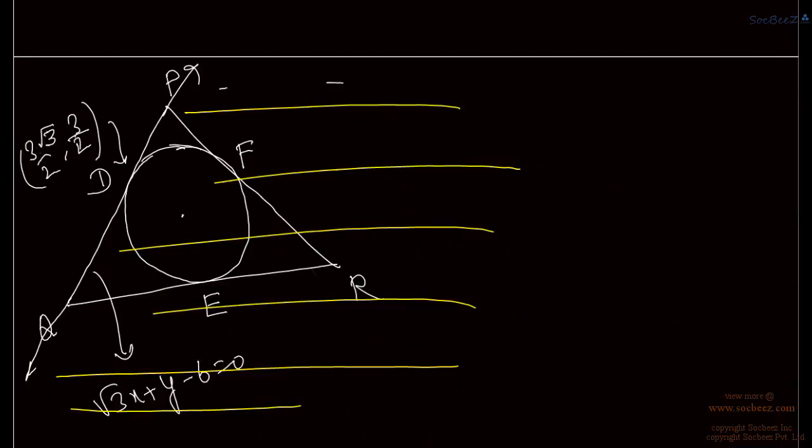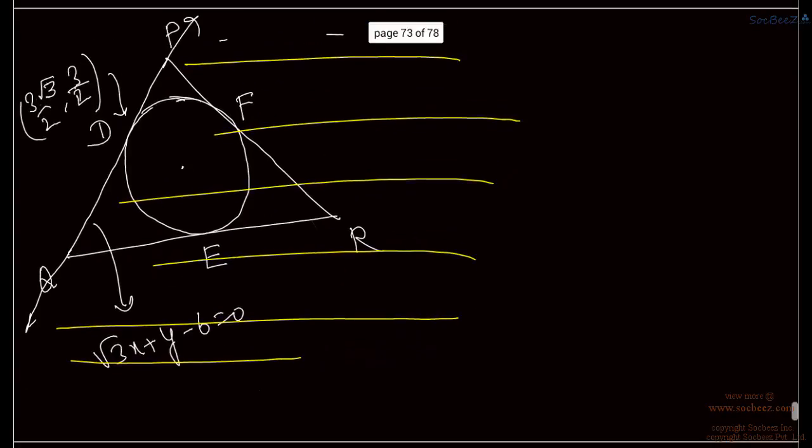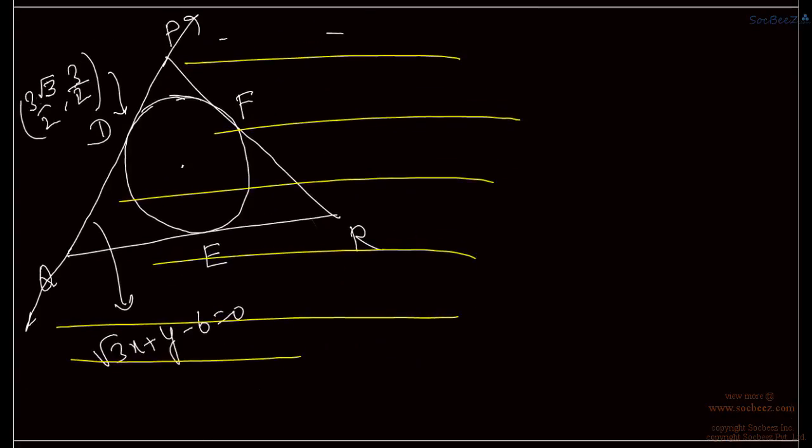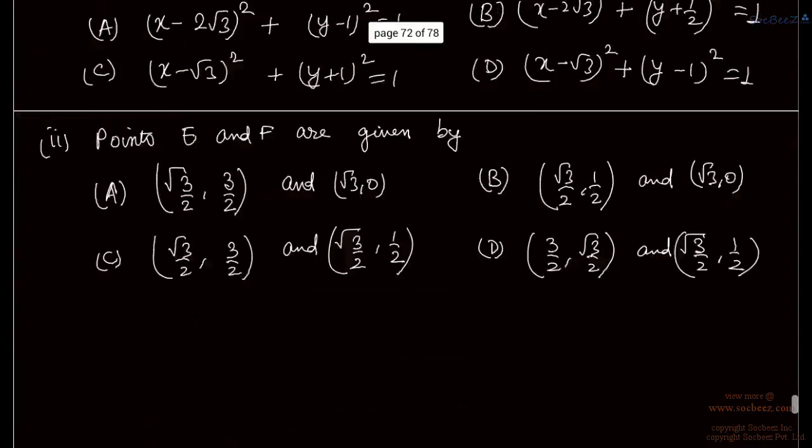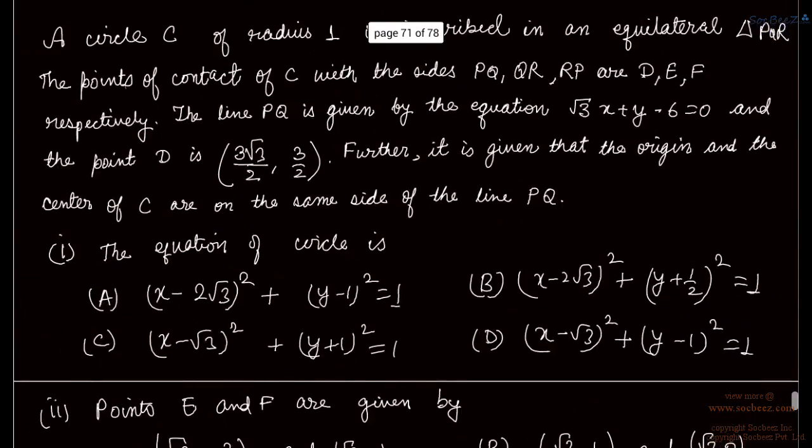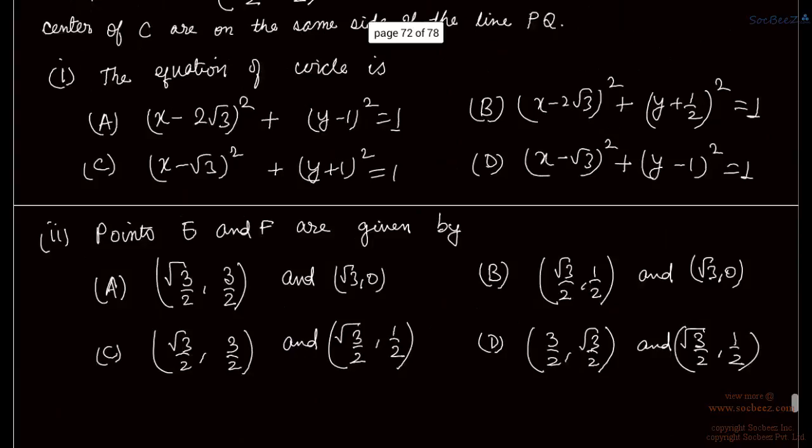So the origin as well as the center of this circle lie on the same side of this line PQ, which is on the side of the yellow shading, right? Also it is given that the radius of the circle is 1 unit. So in the circle C, the radius is given as 1 unit.